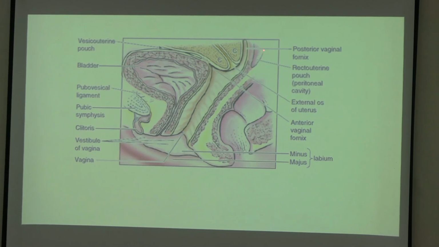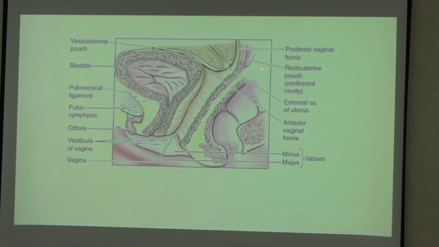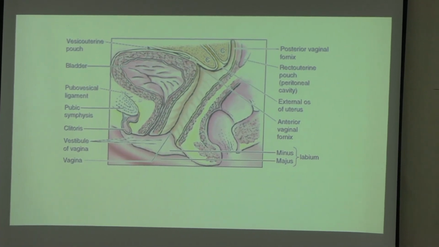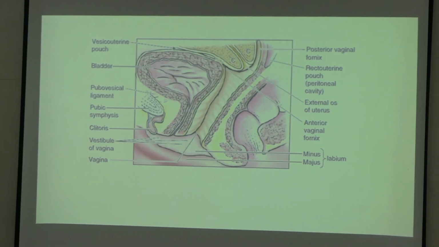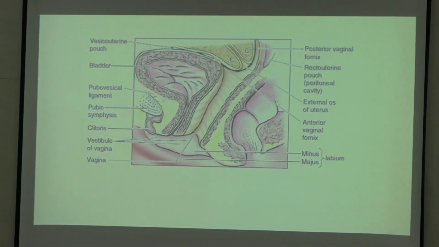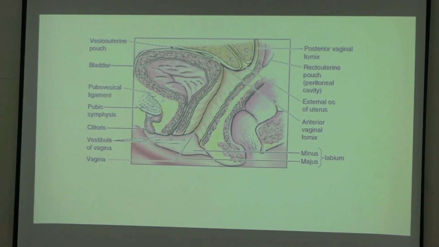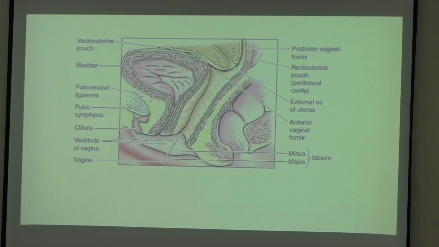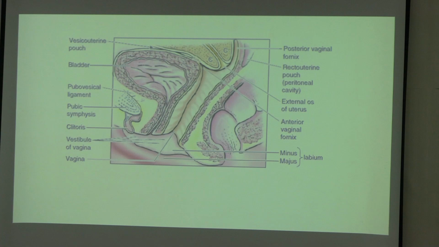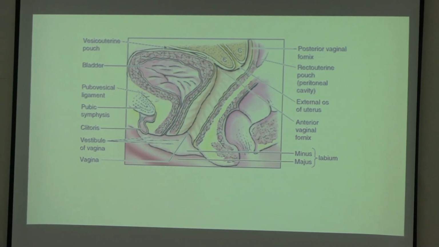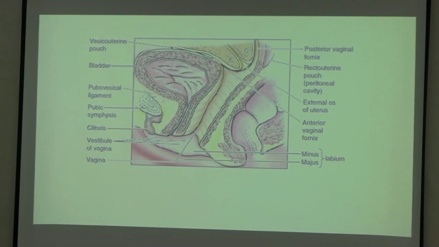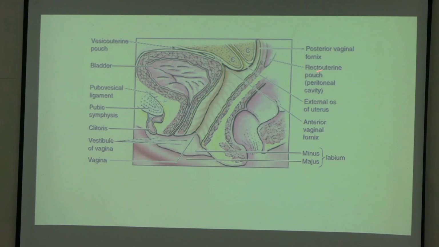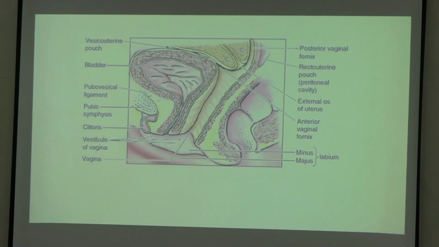Now if you go to the posterior aspect, here you can see another pouch is formed. It is called the rectouterine pouch. Okay, rectouterine pouch. That means between the rectum and the uterus. Here also the same peritoneal fold is there. So these are the dependent zones, and in those dependent zones, during infection, accumulation of fluid takes place. Okay, now this rectouterine pouch is also called the pouch of Douglas.